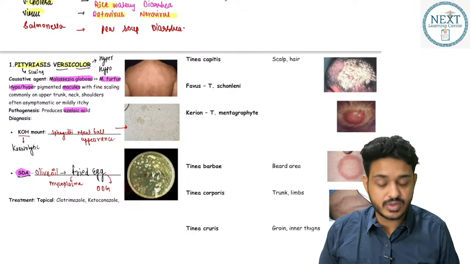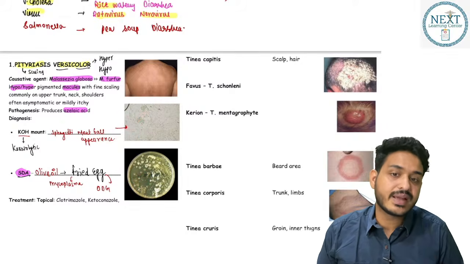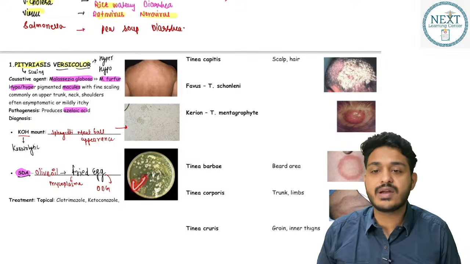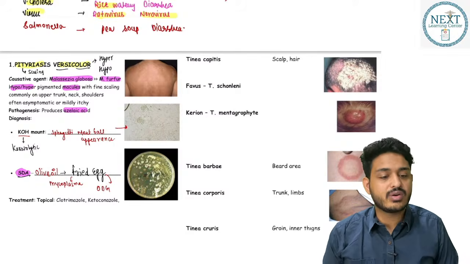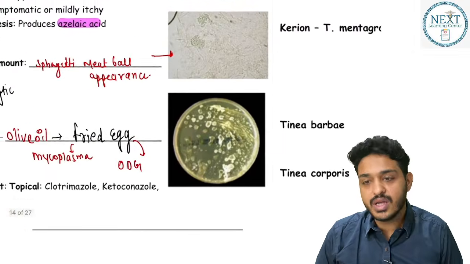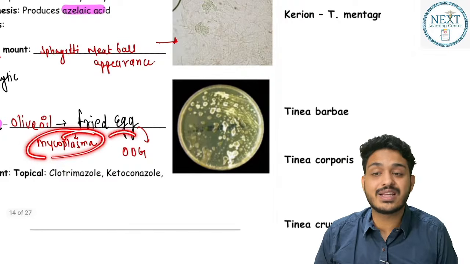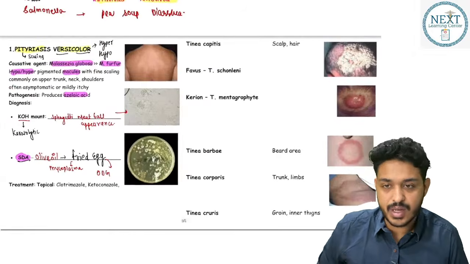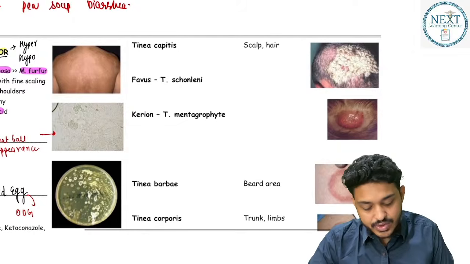On the KOH mount, you will find a spaghetti and meatball appearance. On the SDA, you will find what? All this is going to be your fried egg colonies. Where else you will get the fried egg colonies? This is also important. You can remember. You can get fried egg colonies in the mycoplasma and oligodendroglioma, right? Next thing is going to be what?